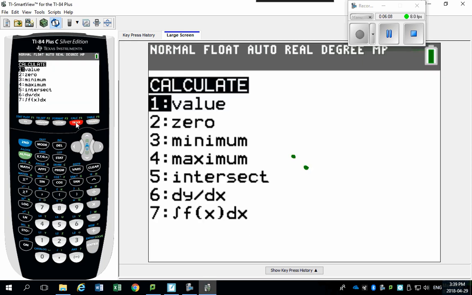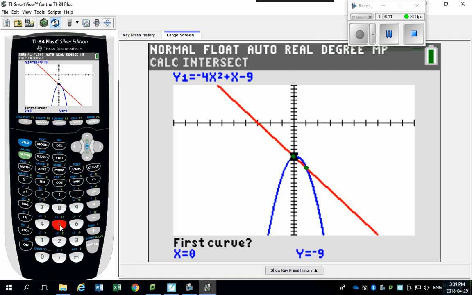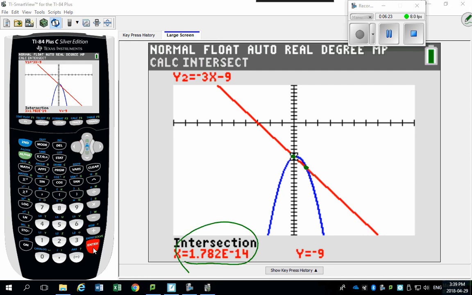Second calc, just like before, find my intersect, which is 5. There's the first one. Enter, enter, enter. And, of course, there it is. Something, minus 9. What the heck is that number? Oh, goodness gracious. If you think about that, that says 1.78 E, where E stands for scientific notation, times 10 to the negative 14, which means you're going to have 13 zeros in front of this. 1, 2, 3, 4, 5, 6, 7, 8, 9, 10, 11, 12, 13 zeros. That's what the decimal is. That's what this number tells you.